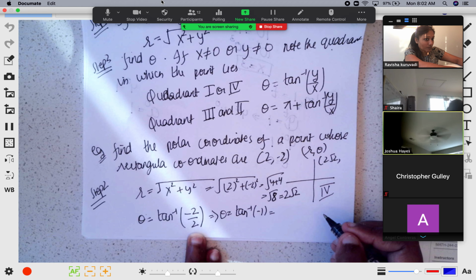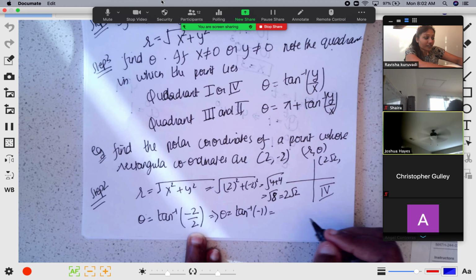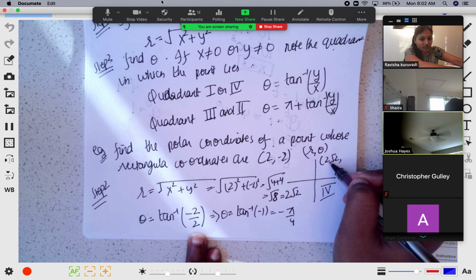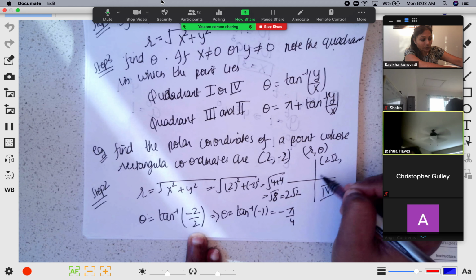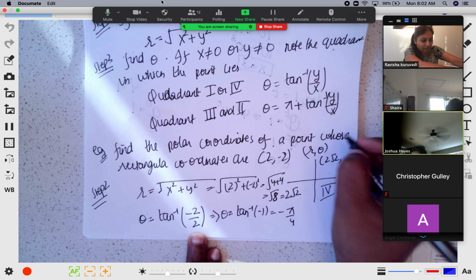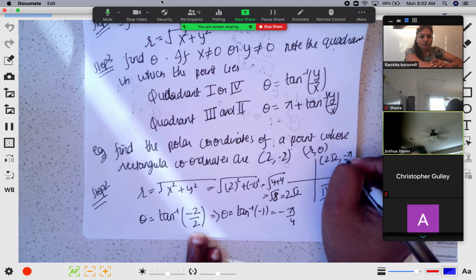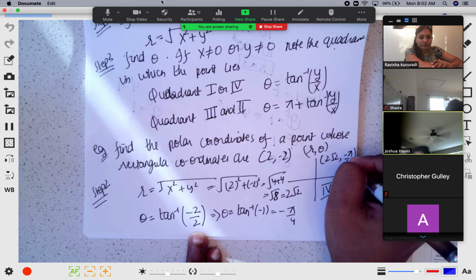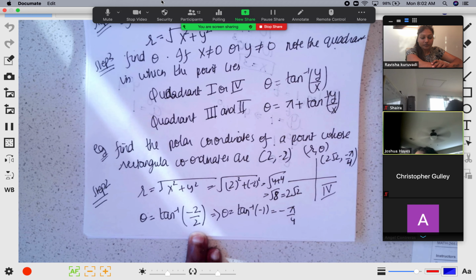What about 7 pi over 4? Negative pi over 4. Because pi over 4 is here, right, which gives me 1. Negative pi over 4 will be here. So basically your theta is negative pi over 4. So it is 2 root 2, negative pi over 4. Make sure you know how to use your unit circle.